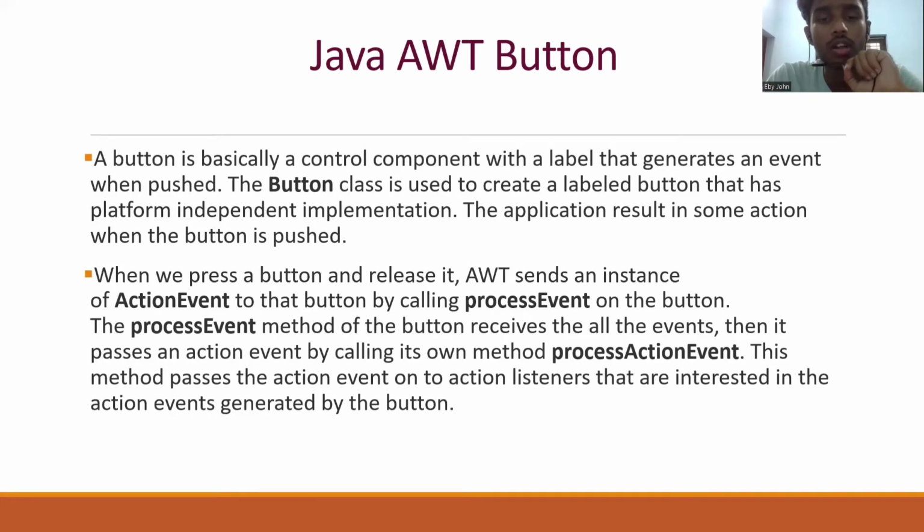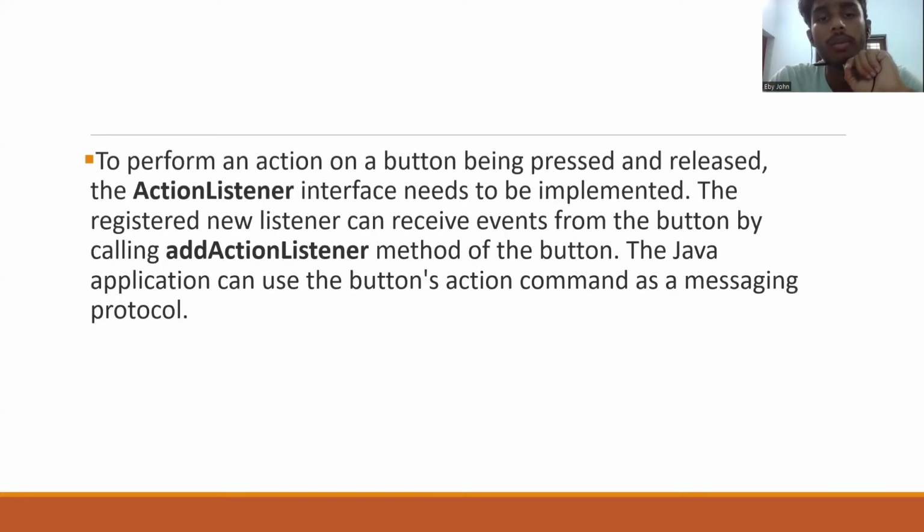The processEvent method of the button receives all the events. Then it processes an ActionEvent by calling its own method processActionEvent. This method passes the ActionEvent on to the action listeners that are interested in action events generated by the button. To perform an action on a button being pressed and released, the ActionListener interface needs to be implemented. A newly registered listener can receive events from the button by calling the addActionListener method of the button. The Java application can use the button's action command as a message protocol.